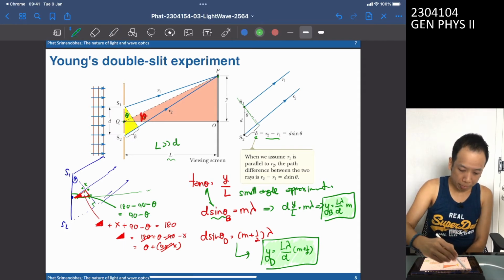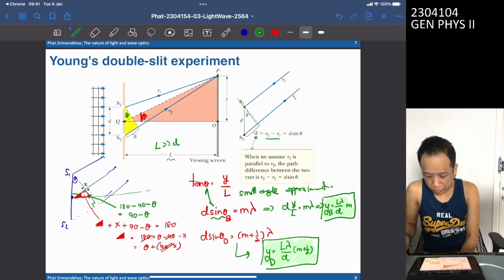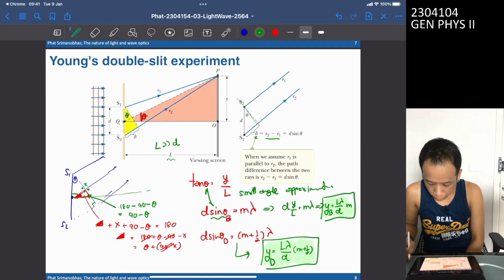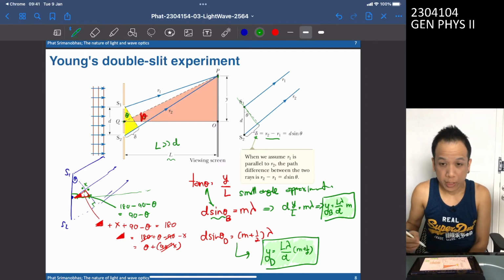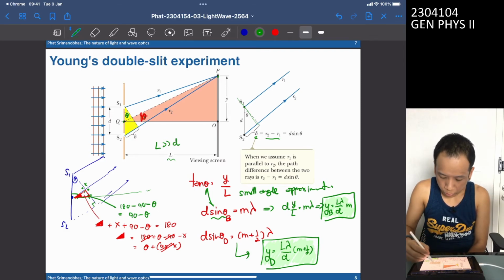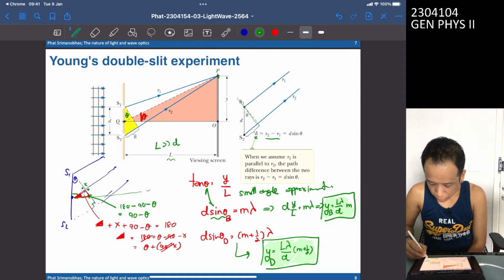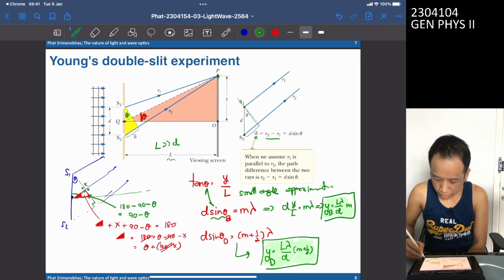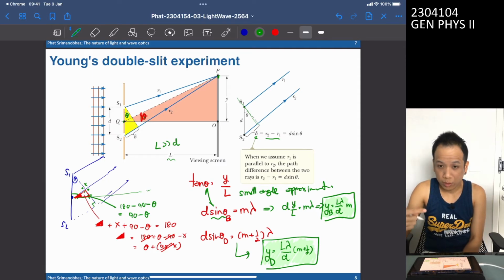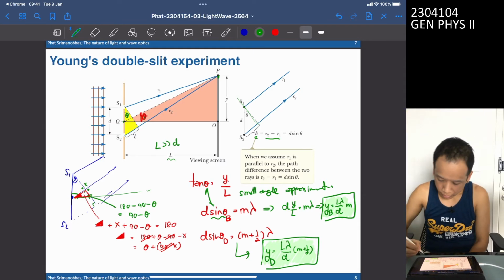Okay, so what you have from here is now you have the way to measure the wavelength. Why? Because when you do the experiment, you have the double slit like this one, you try to find the position of the dark or the bright, you measure it, and then you count the order. So the center is m equal to 0, then m equal to 1, m equal to 2, m equal to 3.